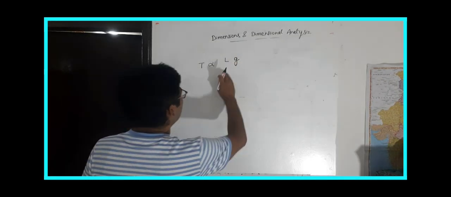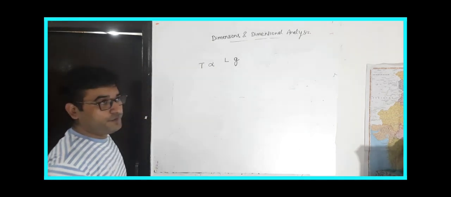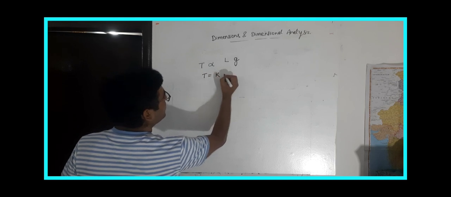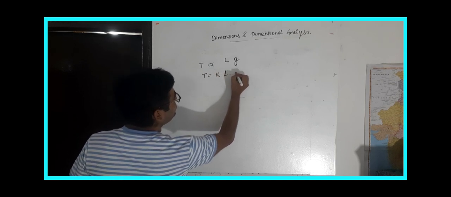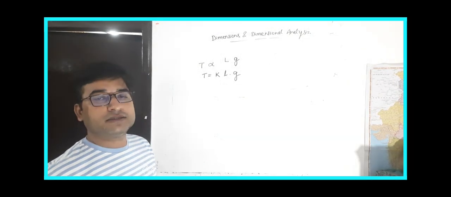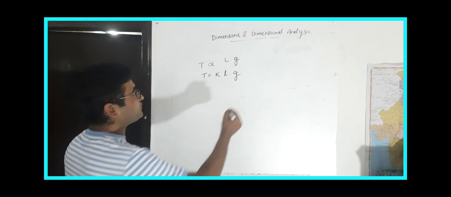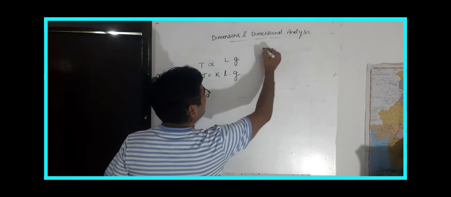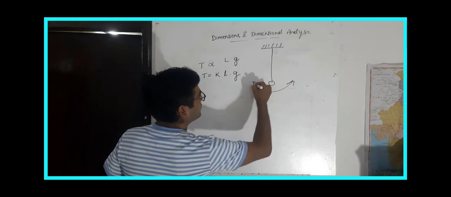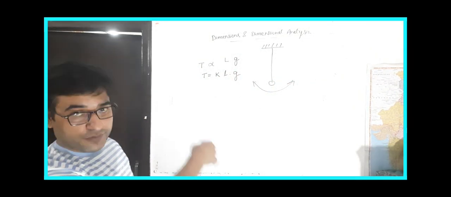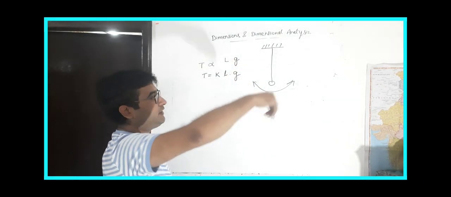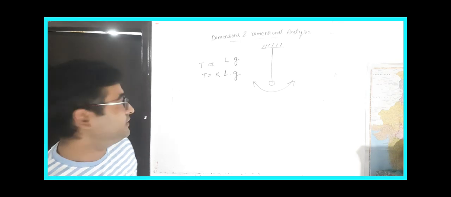So now, if we remove the proportionality sign, the T can be written as some constant k into L into g, where g is the acceleration and L is the length of the pendulum. Okay. So this is the pendulum. It is hanging and it is continuously moving like that. So the time period of oscillation is proportional to length and the gravitational acceleration.